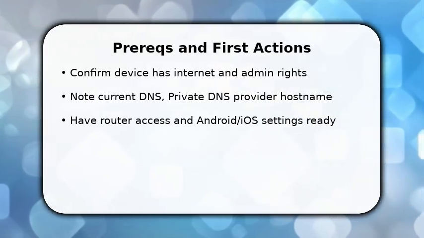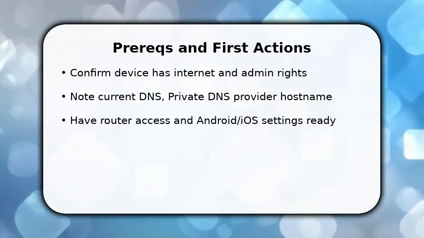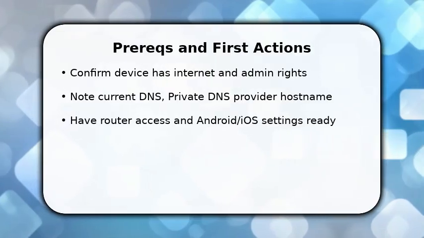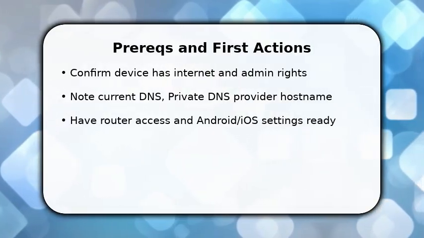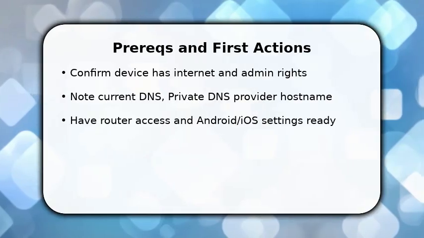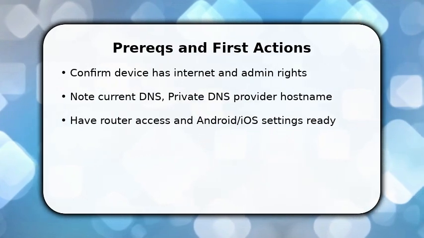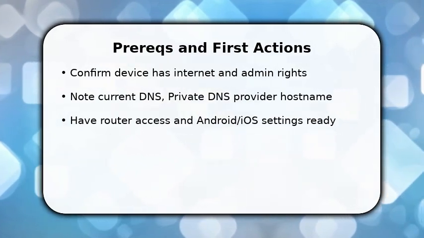Once done, disable any VPN or third-party DNS apps to avoid scope conflicts, and record the current DNS settings so you can revert. Make sure to check whether your network uses DHCP reservations. If it does, prepare to edit the router's DNS entries rather than only the device.